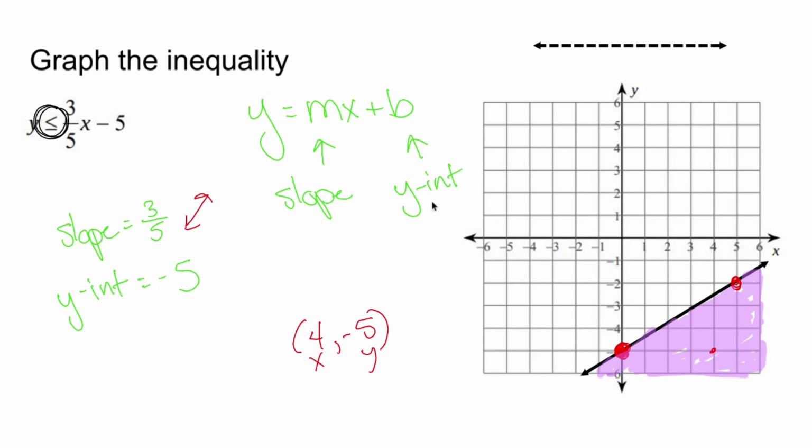So when you are graphing an inequality, you shade a side, you make a solid or dashed line, and anything that's shaded or on the solid line is going to be a possible solution. And that's it.